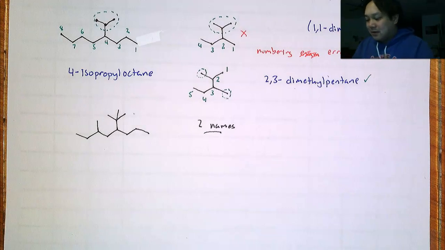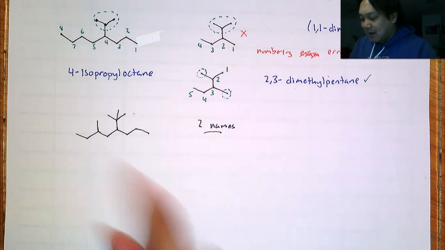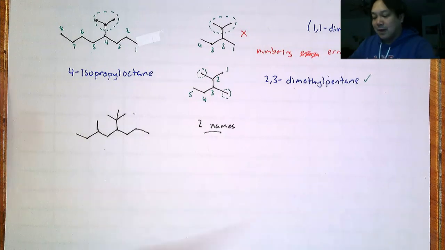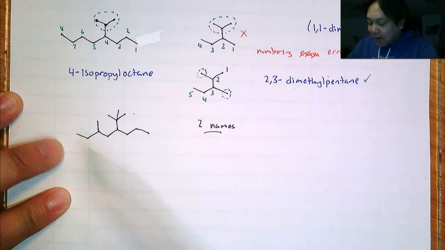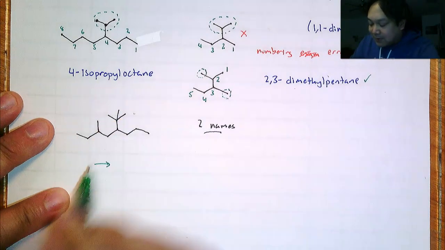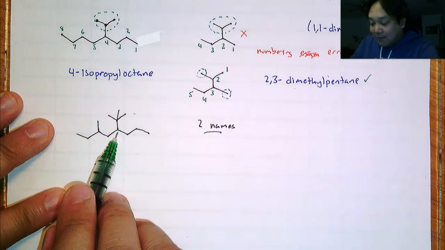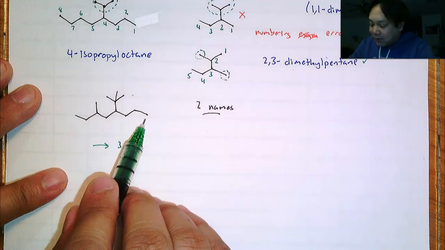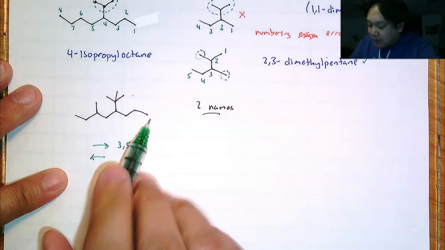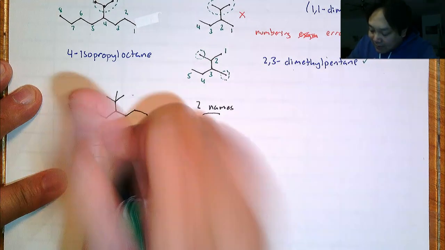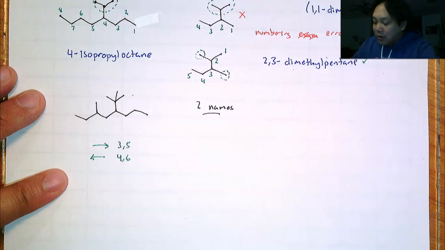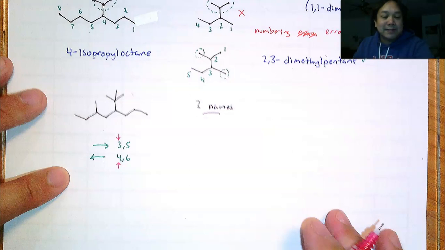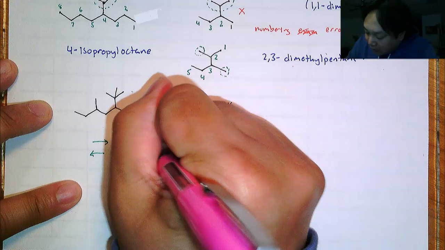Okay. I'm not sure if I asked you to pause and name this. Go ahead and pause. Okay, welcome back. Over here, if I number it from left to right, I get a substituent at 3 and 5. If I number this chain from right to left, I get a substituent at 1, 2, 3, 4, and 6. You're going with the winner. And again, you only look at the first substituent and only go to the second if it's a tie. Winner.